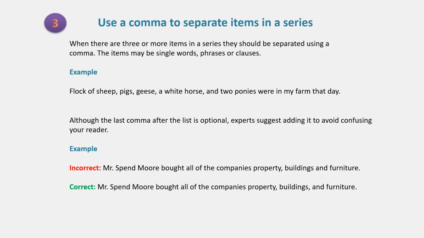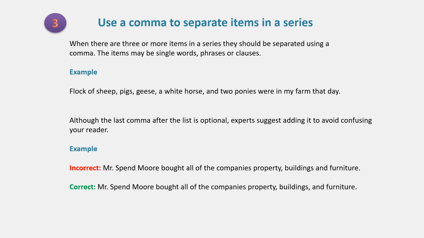Rule number 3. Use a comma to separate items in a series. When there are 3 or more items in a series, they should be separated using a comma. The items may be single words, phrases, or clauses. For example, flock of sheep, pigs, geese, a white horse, and 2 ponies were in my farm that day.